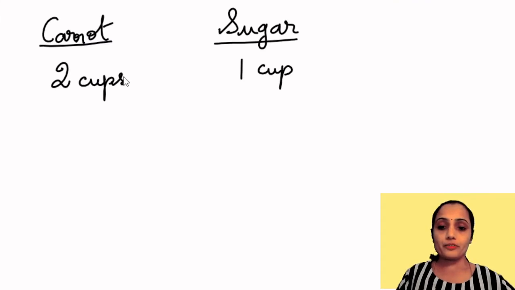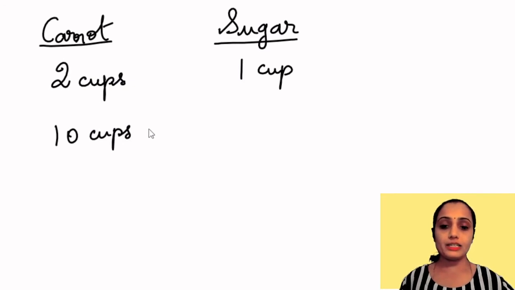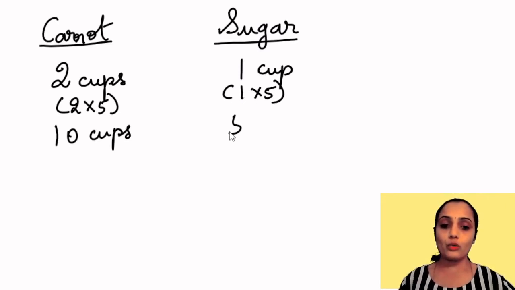So we have 2 cups of carrot, 1 cup of sugar. Now let's say I want to increase the quantity. I want to increase it to 10 cups of carrot. So I write down 10 cups of carrot. So how did I get 10? I had to multiply 2 5 times. So the same 5 times will be multiplied with sugar as well. So you now get 5 cups of sugar.